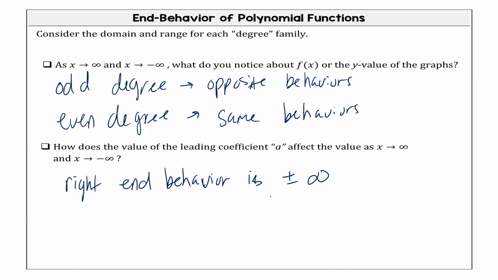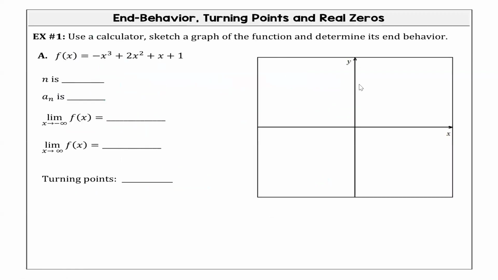And then from there, that helps us determine, if I'm an odd degree and my right is positive, that means that my left has to be the opposite. It has to be negative. If I'm an even degree and my right is positive, that means that my left has to be doing the same thing. So just summarizing, do you still see that these are true about what we've been going over? Okay. All right.